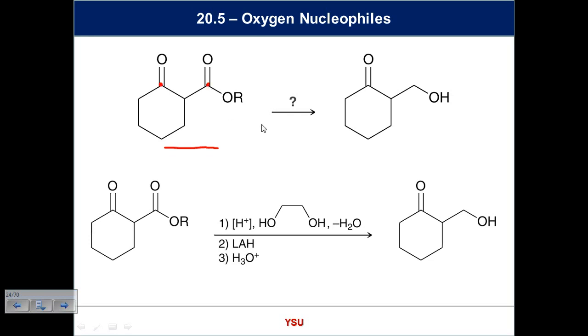I'll tell you, we're not there yet, but the ketone is more reactive than the ester. The ester is stabilized by electron donation from that lone pair. So if that's the product you want, you can see now we have to introduce two hydrogens and get rid of some oxygen. So what type of process is that?